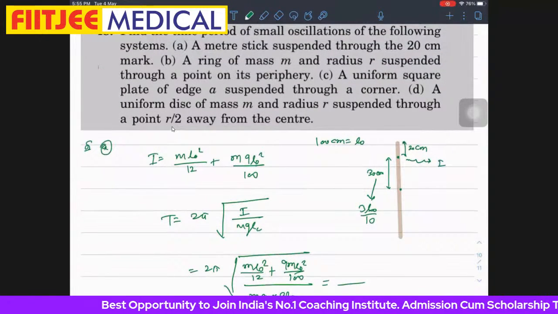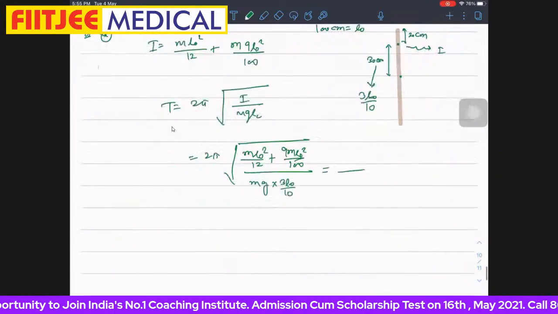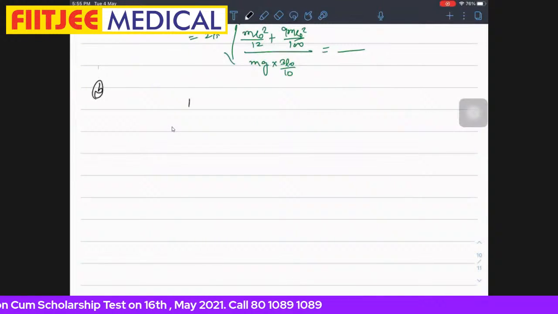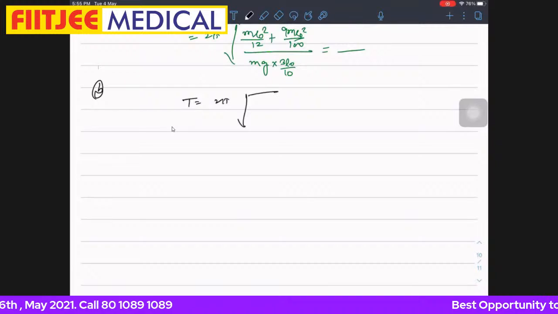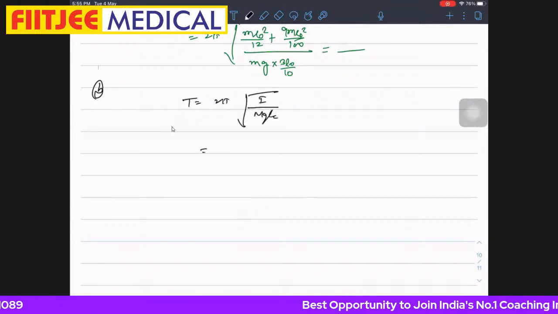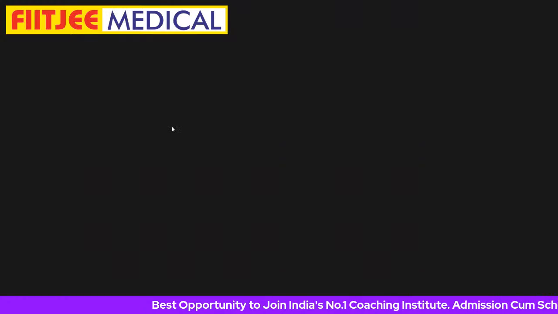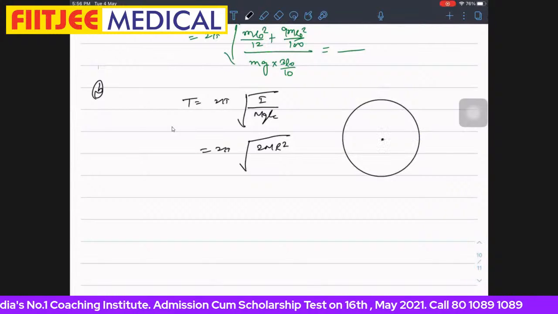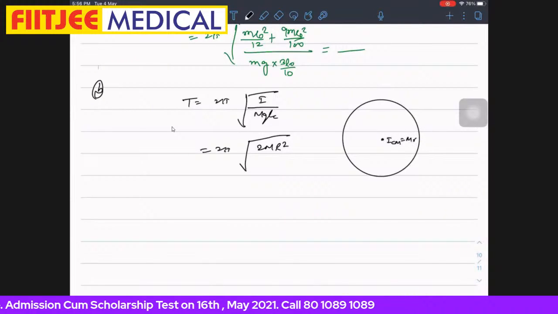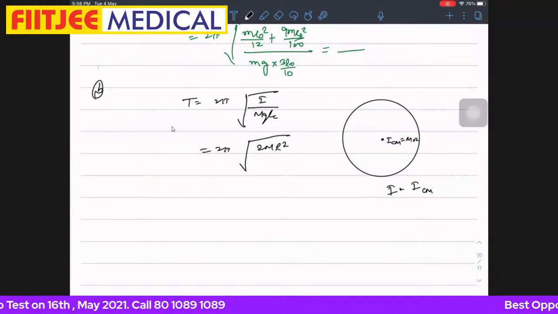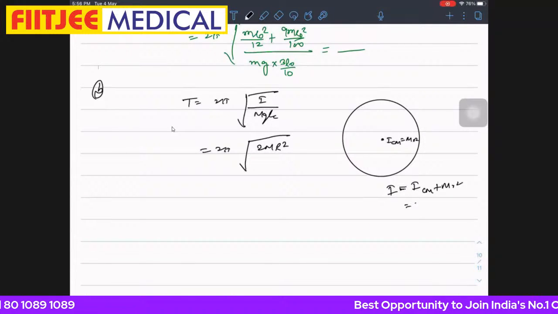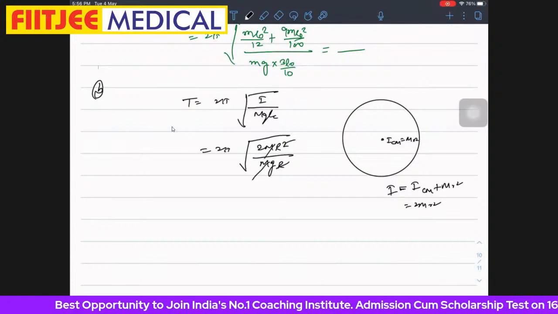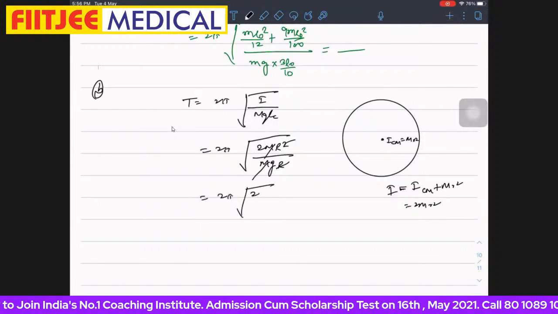See the second part of the question. A ring of mass m and radius r is suspended through a point on its periphery. Time period is 2 pi root under I by m g l c. About the point of suspension, the moment of inertia: I center of mass is m r square, so from the parallel axis theorem, I center of mass plus m r square gives 2 m r square, divided by m into g into r. So the time period equals 2 pi root under 2r by g.